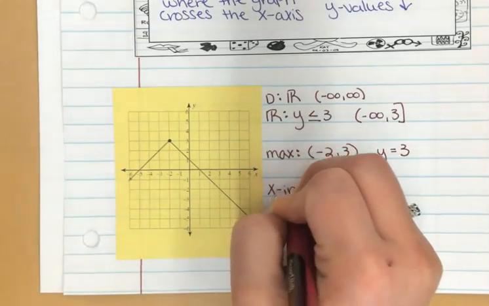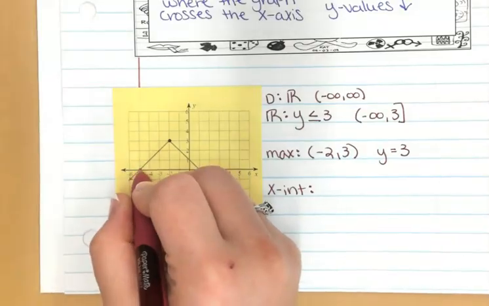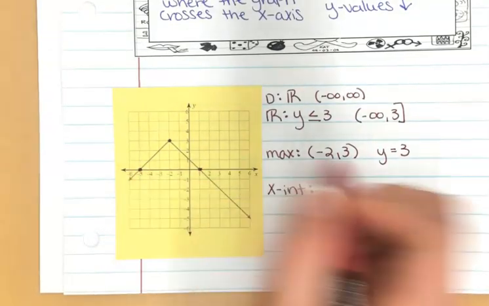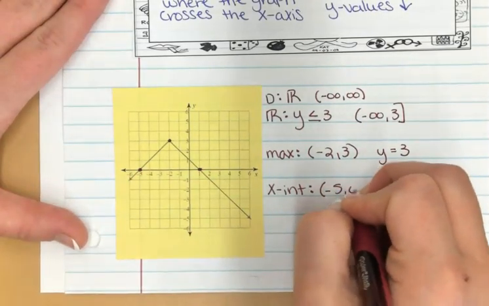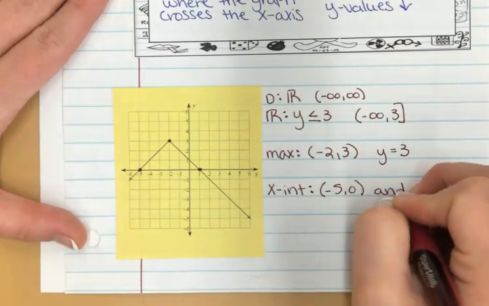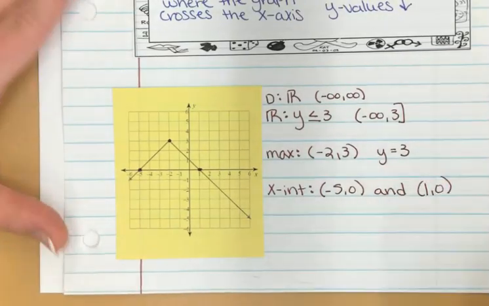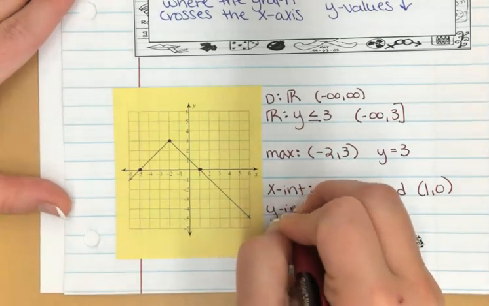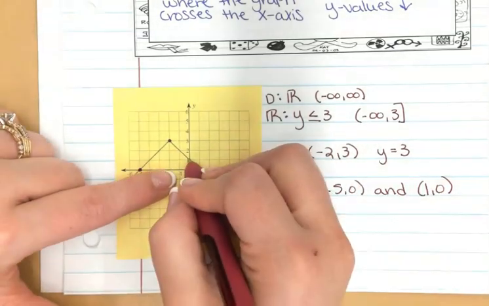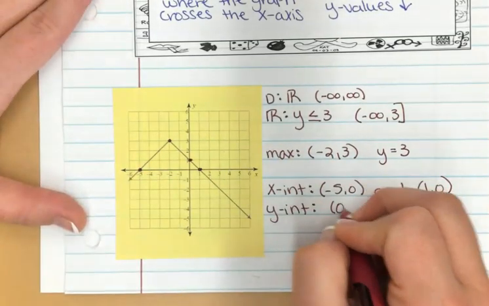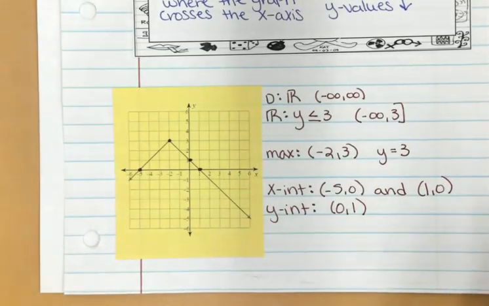X-intercept, where do we cross the x-axis? That is actually in two places here, at (-5, 0) and at (1, 0). Y-intercept, we do have one. It is up here at (0, 1). I do not have an asymptote.